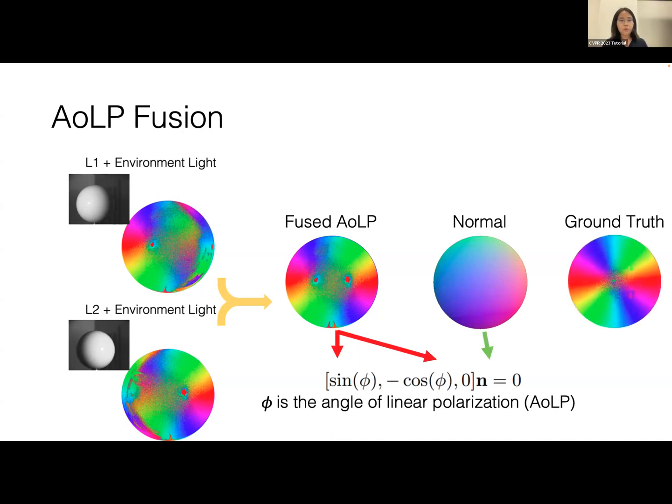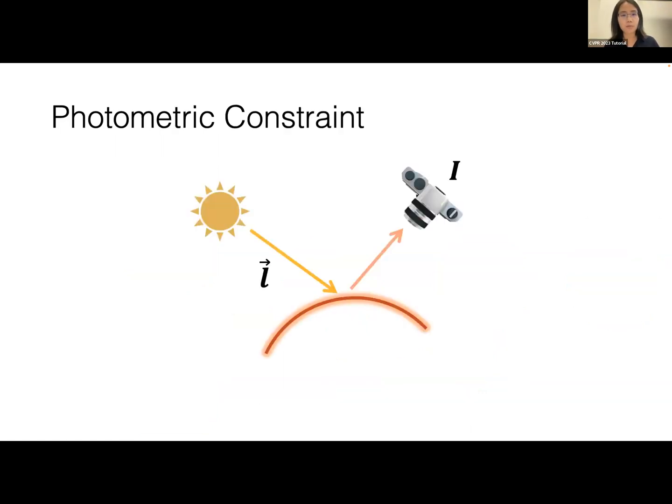So here I just show you a comparison with the ground truth. As you can see, this is much closer to the ground truth angle of polarization that is captured under a darkroom setting. And again, if you directly use this equation for normal estimation, your normal angle is up to a 180-degree ambiguity. So here we want to combine this polarization constraint with a photometric constraint for shape estimation, which eliminates this ambiguity.